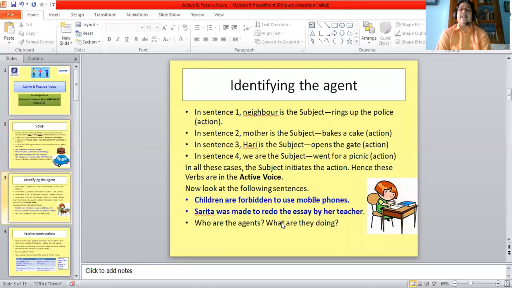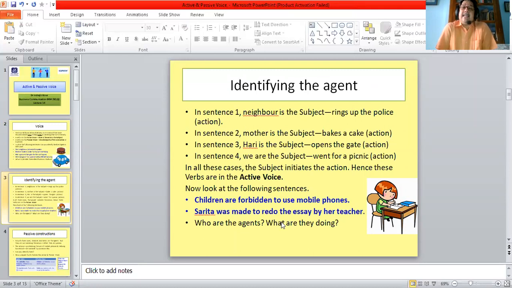Now, in sentence 1, the neighbor is the subject, and what the neighbor does is to ring up the police. That's the action. In sentence 2, mother is the subject, and what she does is she bakes a cake, which is the action. In sentence 3, Hari is the subject, and what he does is to open the gate, which is the action in this case. And in sentence 4, we are the subject, and the action is that of going on a picnic. We went for a picnic. This is what the sentence says.